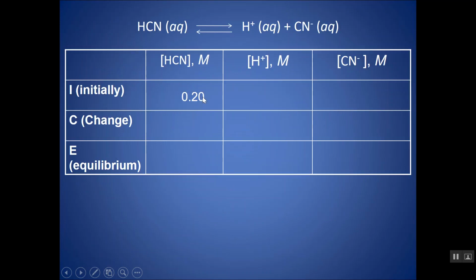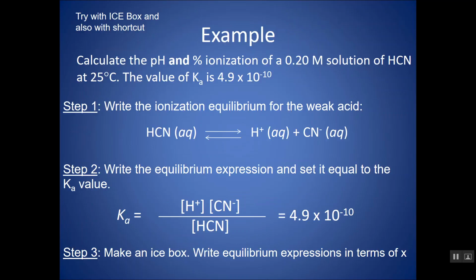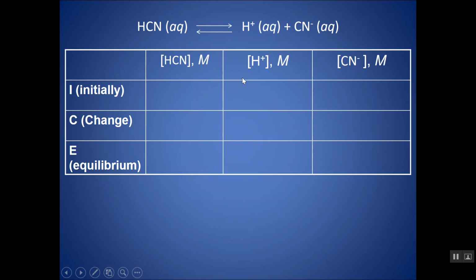Here's my 0.2. Assume 0, 0. Put in my changes. I don't know anything at equilibrium, so I'm going to put in everything in terms of x. But I'm going to assume x is very small, much smaller than 0.2. If I go back to the original problem, my Ka is 10 to the negative 10, and this is on a scale of 10 to the negative 1, so I have much greater than a 10 to the third difference, so I can definitely use that 5% rule.